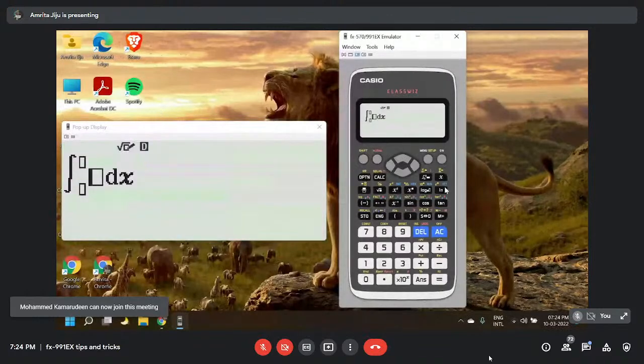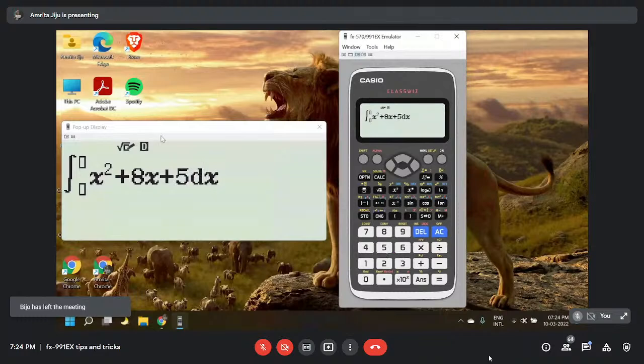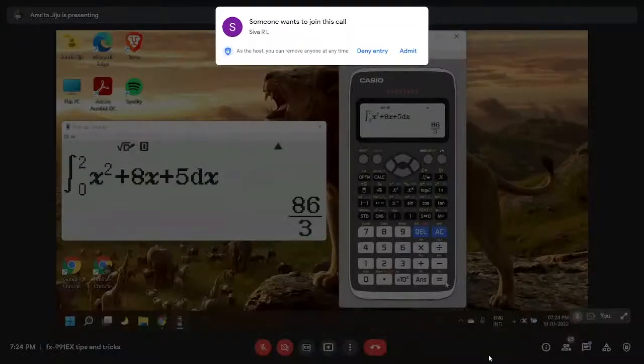So let's write x square plus 8x plus 5. So this is the equation that I want to integrate. And I'm going to set up my upper and lower limits. To set up the limits, you just use the navigation button on the right hand side to jump into that particular box. So I'm going to set my limits as 0 and 2 and press equal to.